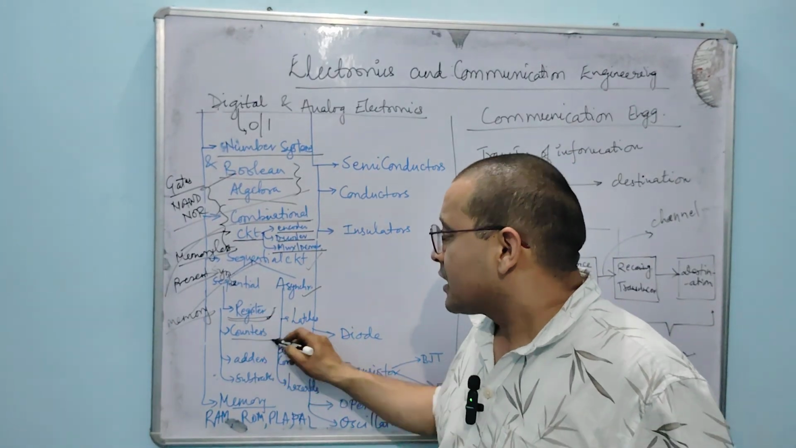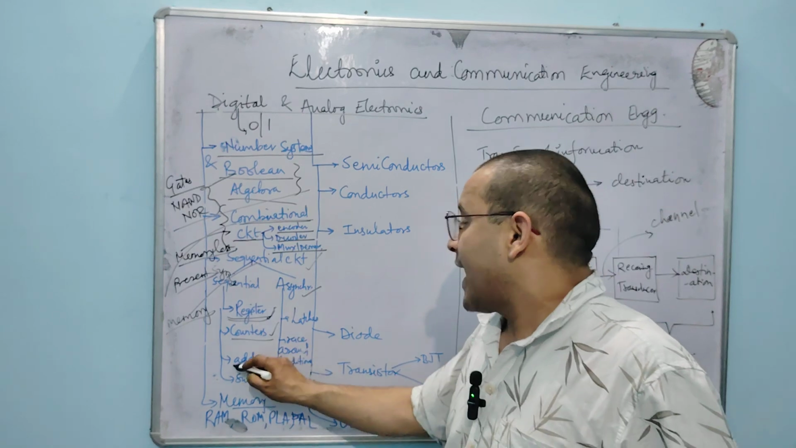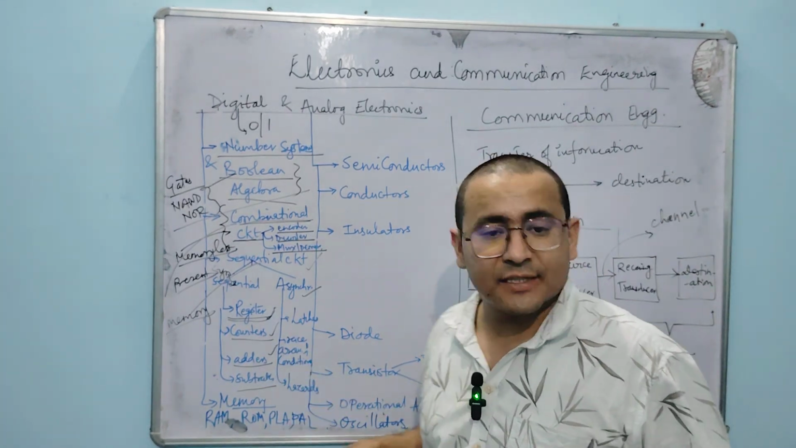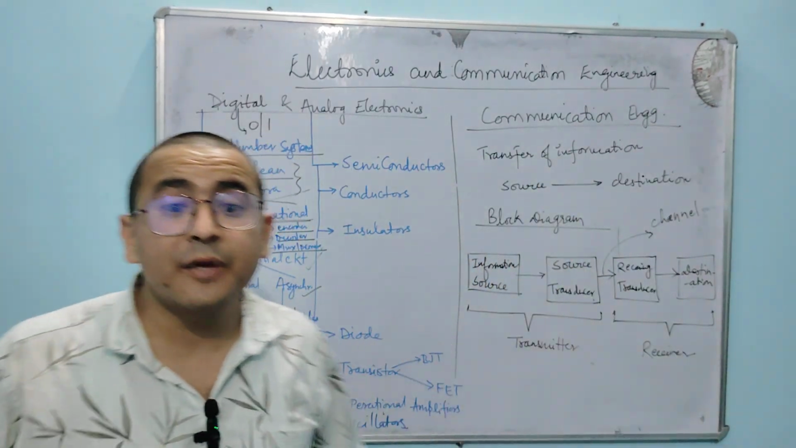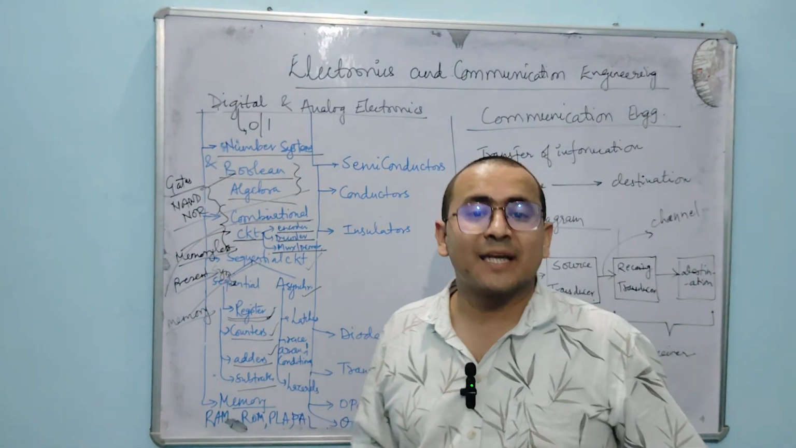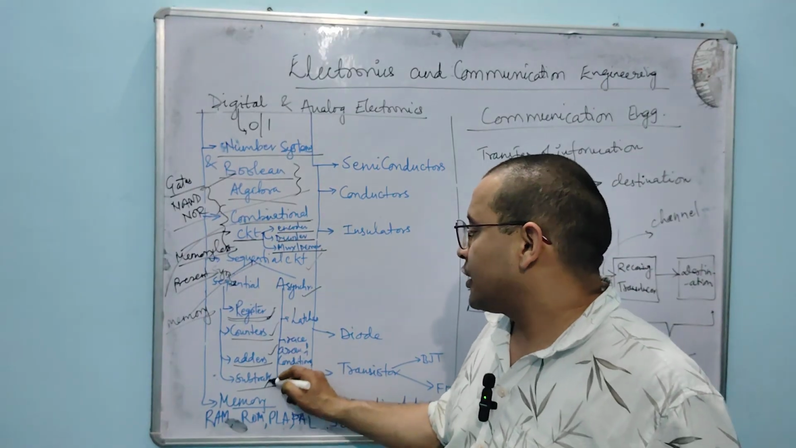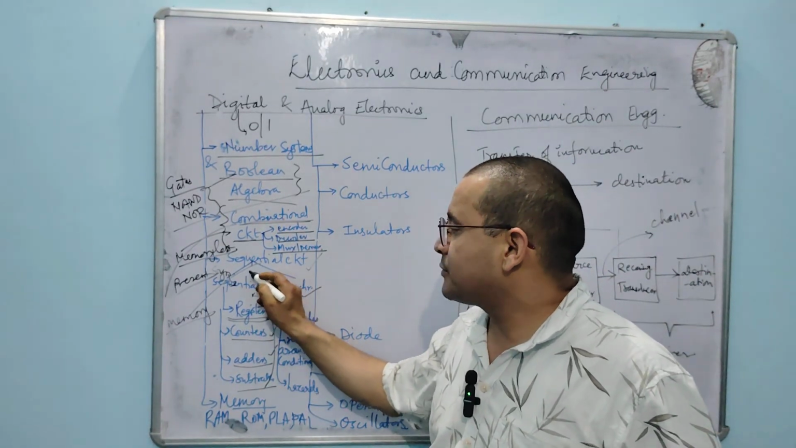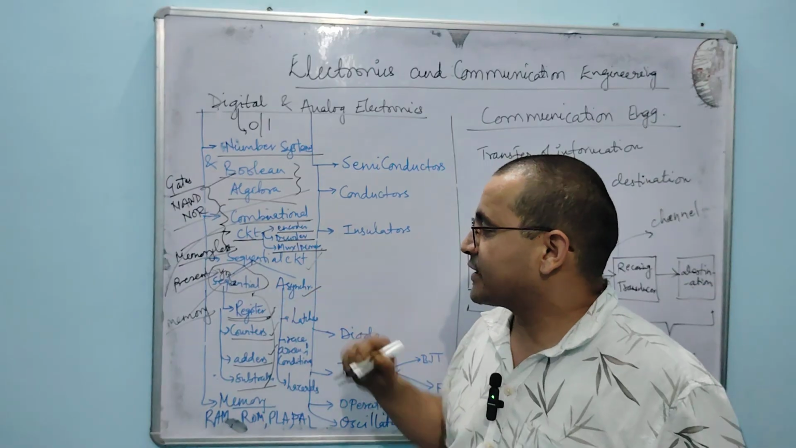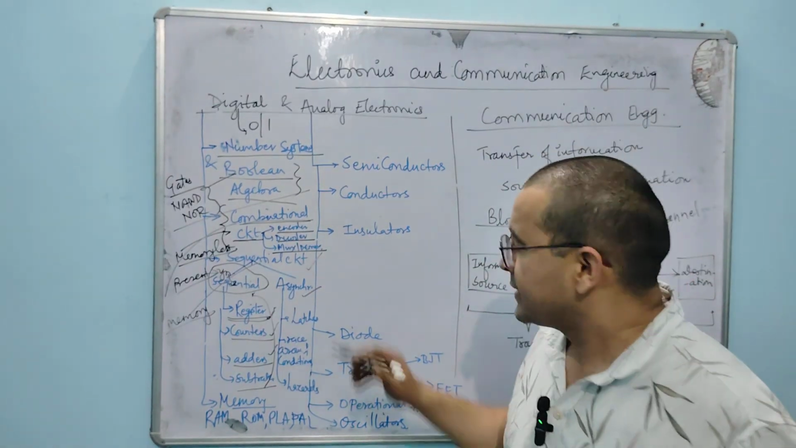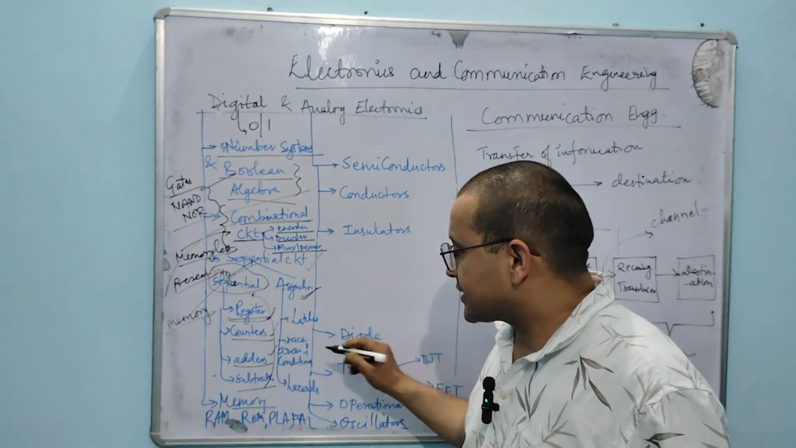the memory section. A counter is to count something, an adder is to add something, and a subtractor is to subtract something. So an adder may be a full adder or a half adder, and a subtractor may be a full subtractor or a half subtractor also. They all come under the category of synchronous sequential circuit. So what is an asynchronous sequential circuit?